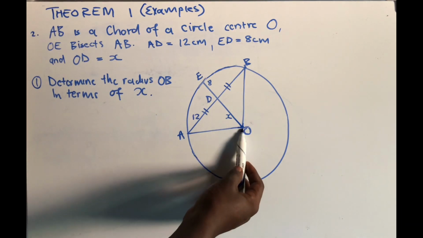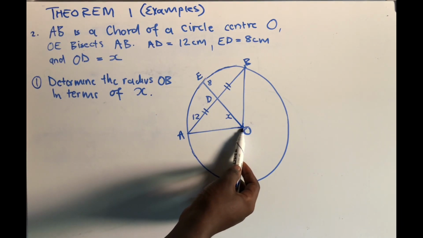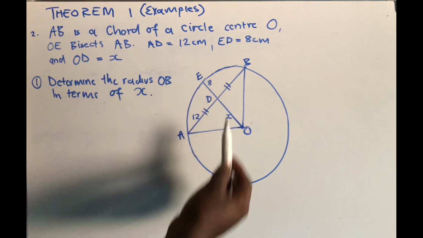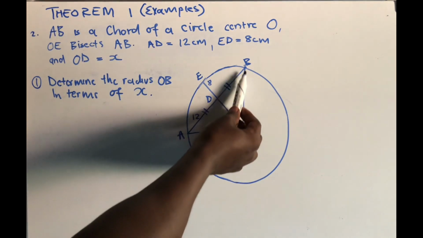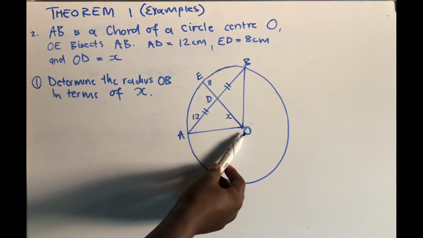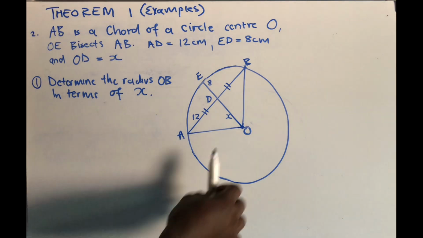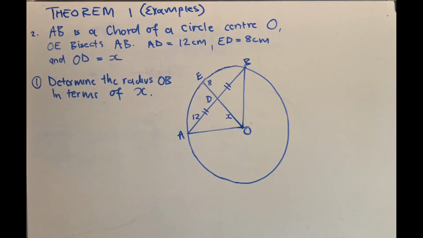So you can see OA is a line from the center to the circumference. And we can see OB is also a line from the center to the circumference. We can see also OE is a line from the center to the circumference. That means all these 3 lines are equal because they are all radius. And then now they say determine the radius in terms of X.